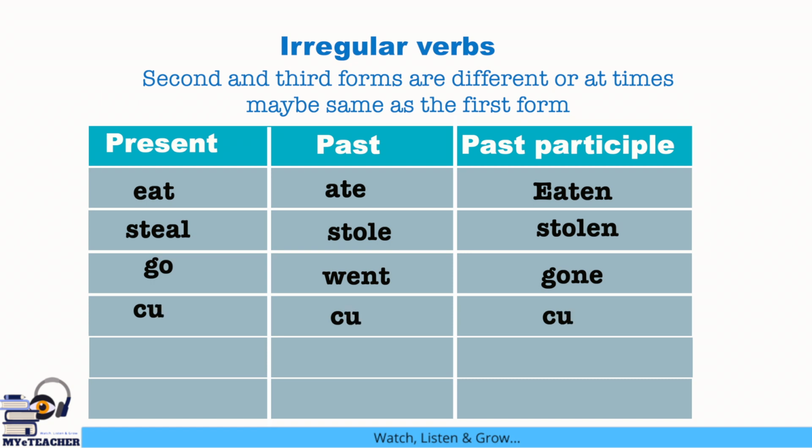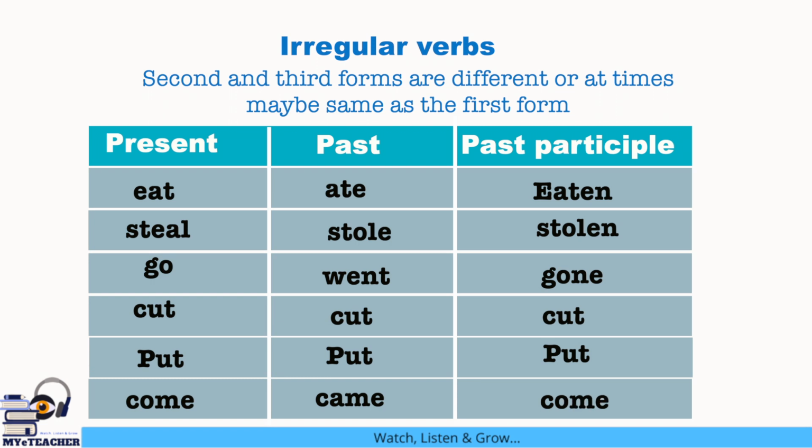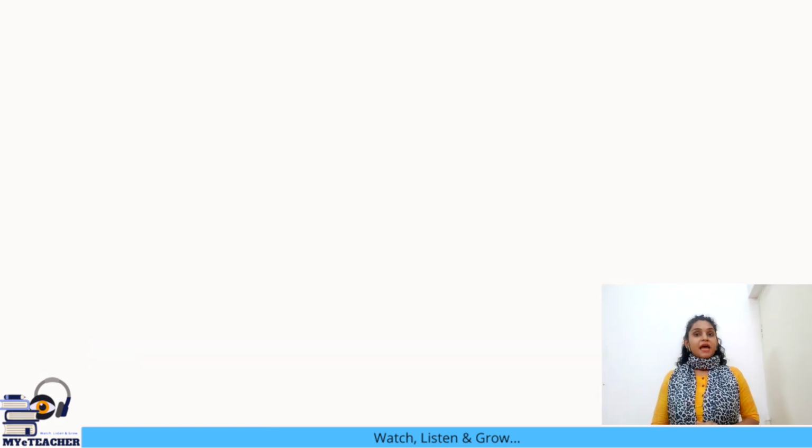Cut remains cut in all the three forms. Same for the word put. There is no putted. We have put, put and put. Same thing for the first, second and third form. We have come, which will become came in the second form, and again come in the third form. So these are irregular verbs. We have to remember their second and third forms. We cannot add a D or an ED at the end.